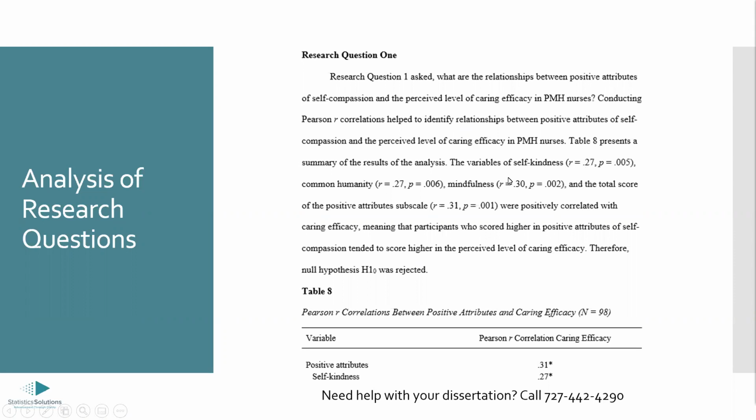And we see that we have significant correlations here because our p-values are less than 0.05. And so we can reject our null hypothesis, which we state here. And then here we just have an excerpt from a table where we might have a table presenting those correlation coefficients.